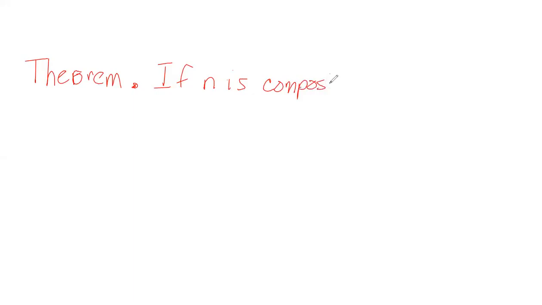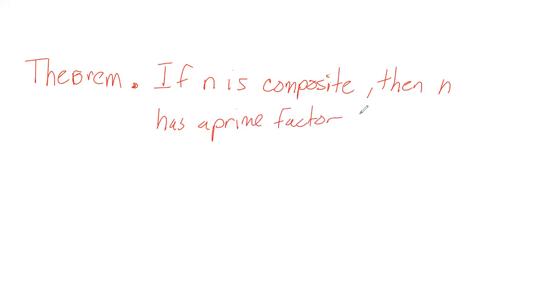All right, a few other notes here. Another important theorem, particularly useful when checking for factors or checking to see whether a number is prime or not: if n is composite, that is, if n is not prime, then n has a prime factor that is less than or equal to the square root of n.